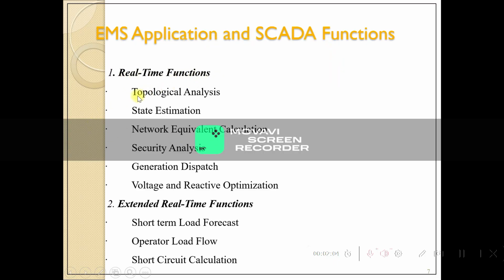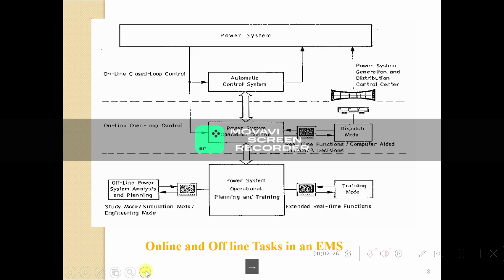So energy management application and SCADA functions. First one, real-time functions: topology analysis, state estimation, network security analysis, generation dispatch. And then second one, extended real-time functions: short-term load forecast, operator load flow, and short circuit calculations. Here the power system will be connected to the automatic control system. The automatic control system signal is given for power system operation and control.